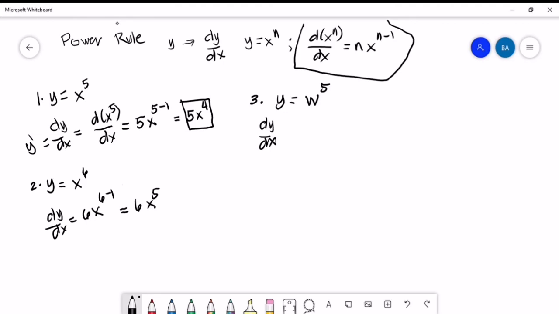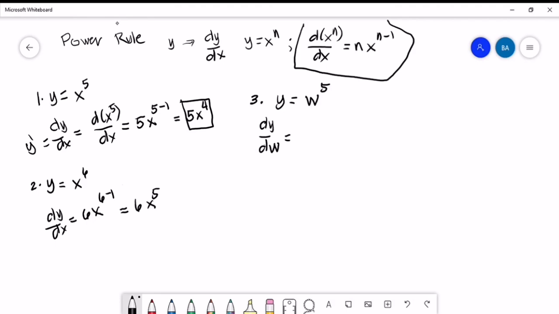As of this moment, we are not in terms of x anymore, because we are deriving such a function with respect to w. So we are going to solve the derivative of y with respect to w. The same concept, the main difference is that instead of x, we are going to use w.